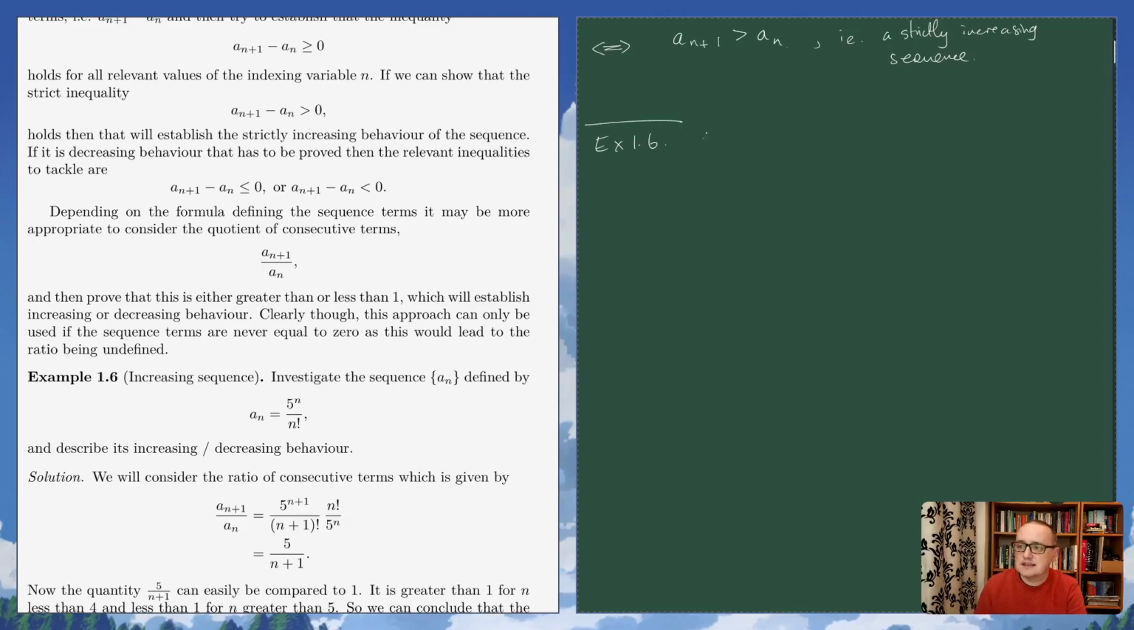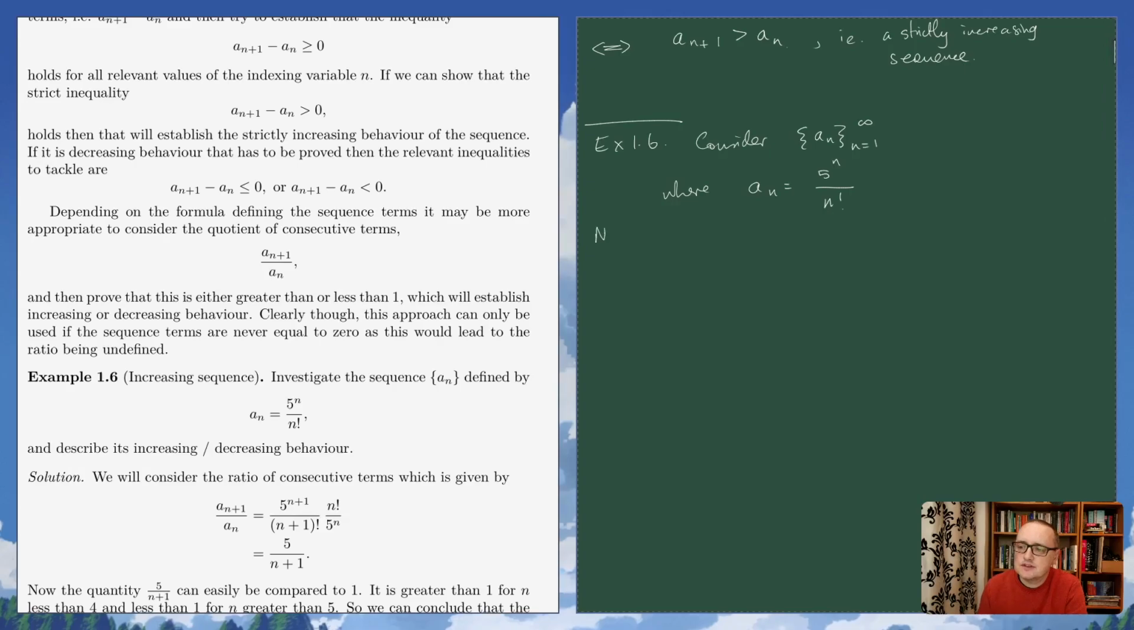So we're going to investigate the sequence a_n. Let's say this begins at 1, goes to infinity, where a_n is given by this formula, 5 to the power n over n factorial. Now, you've got a choice here. Do you look at the difference between neighboring terms and compare to 0, or look at the ratio of neighboring terms and compare to 1? Well, for things like exponentials and factorials, they cancel very easily when they're put in ratio. Similar exponentials and similar factorials will cancel quite a lot when you divide one by the other.